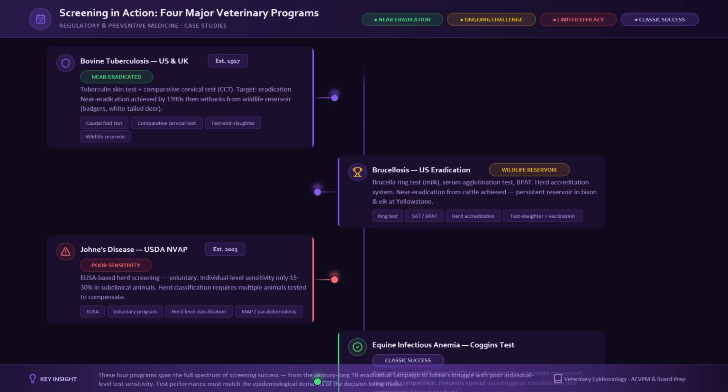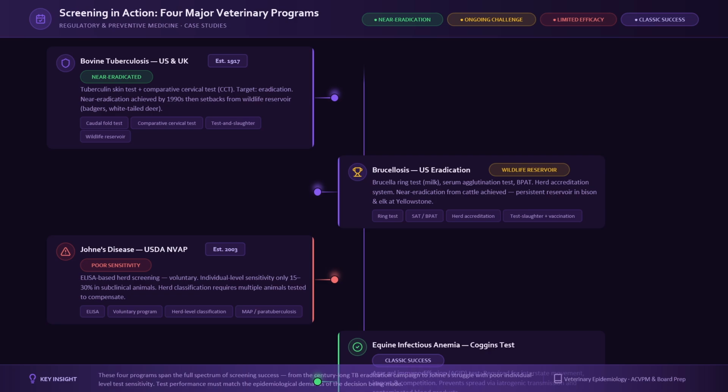Brucellosis, the U.S. eradication effort. It screens with the Brucella milk ring test, then confirms with serum agglutination and the BPAT, all sitting on top of a herd accreditation system. Combining test and slaughter with vaccination has driven brucellosis nearly out of cattle. But same story as TB. A stubborn wildlife reservoir persists in bison and elk around Yellowstone.